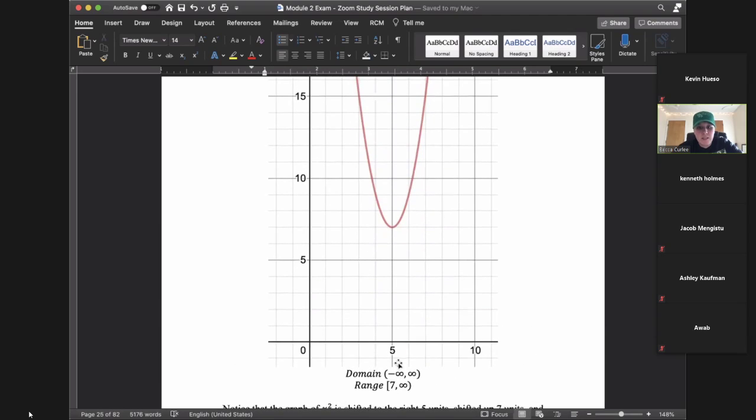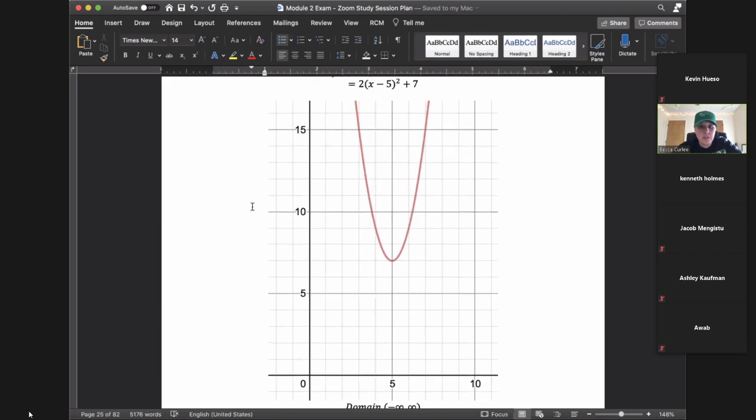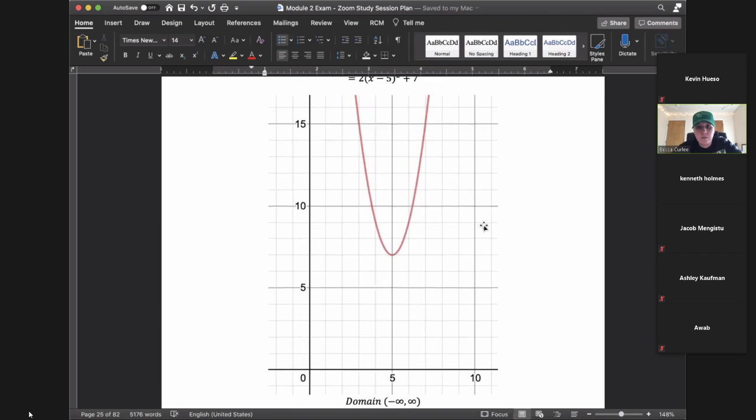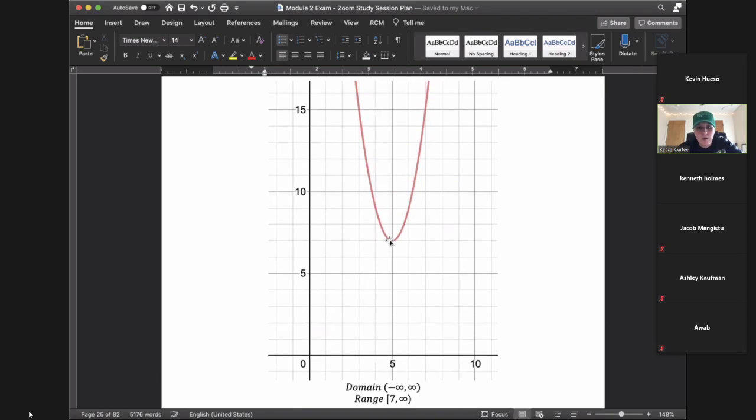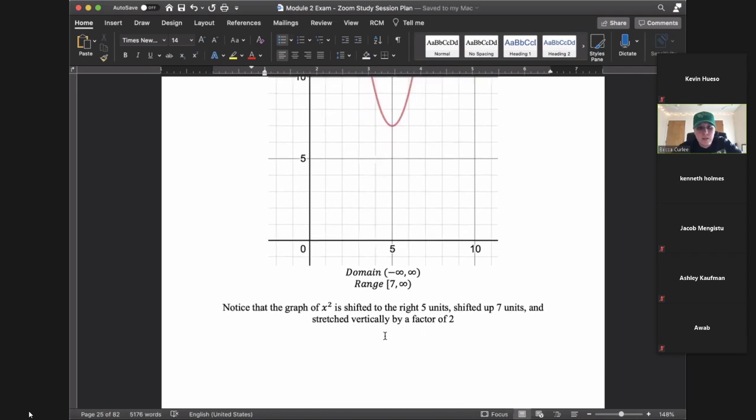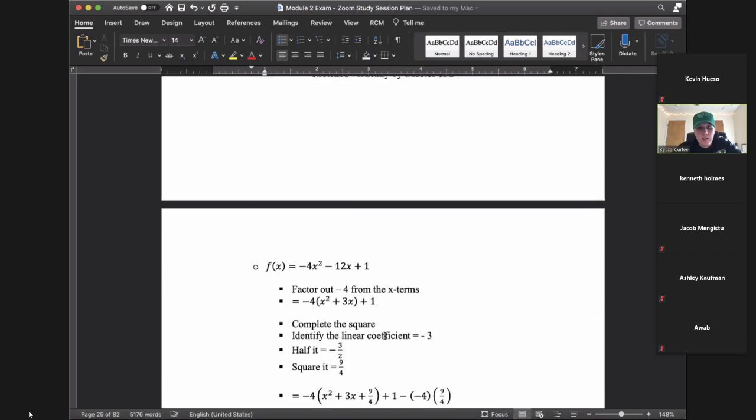The domain is negative infinity to infinity because it's stretching all the way, all these values over here to the negative infinity of x, and it's going to go all the way over here to the positive infinity of x. And then you can see that the range is going to include 7, because 7 is on the graph, and it's going to go up to positive infinity. Nothing down here exists for this graph. So we went over that already.